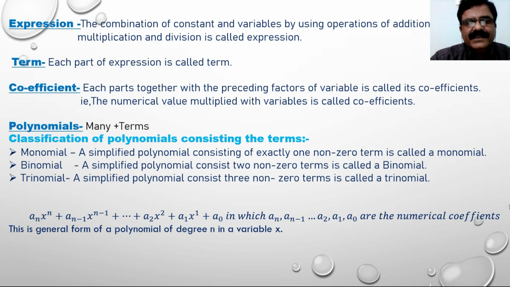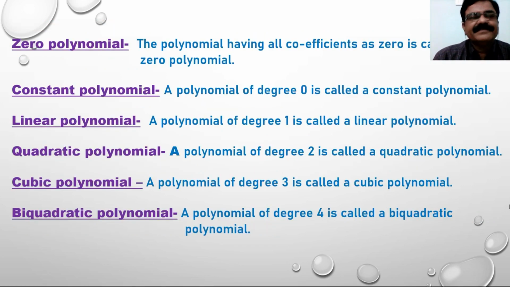Now we will discuss the general form of a polynomial. a_n x^n + a_(n-1) x^(n-1) + and so on + a_2 x^2 + a_1 x + a_0, in which a_(n-1) and so on, a_2, a_1 and a_0 are the numerical coefficients. This is the general form of a polynomial of degree n in a variable x.